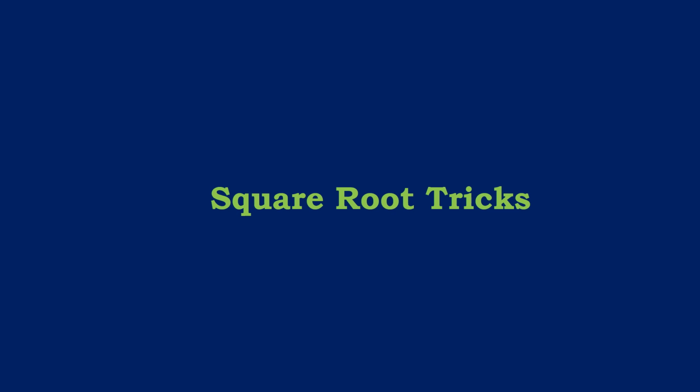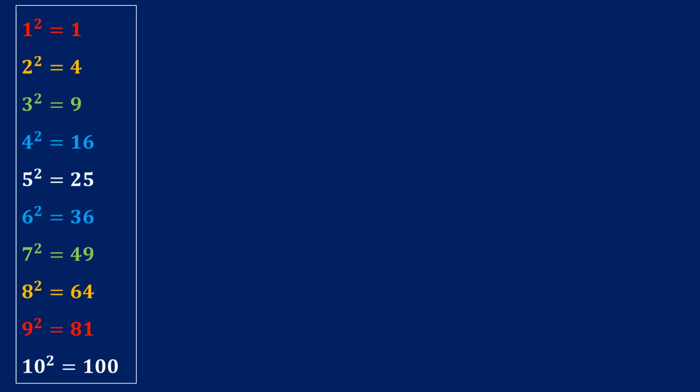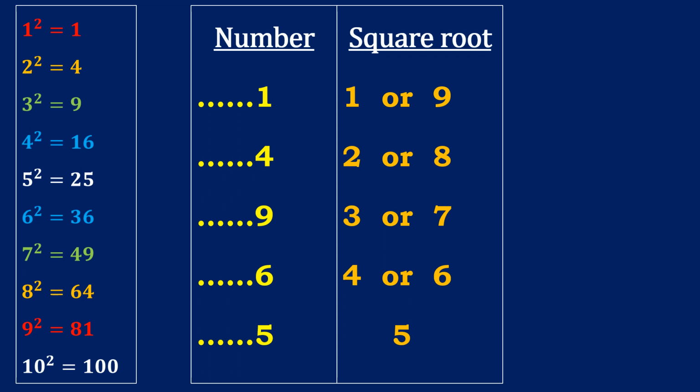way. As I mentioned, whenever a number ends with 1, the square root ends with either 1 or 9. Similarly, the pattern to be followed for the unit space. If a number ends with 4, the square root ends with either 2 or 8. If a number ends with 9, the square root ends with either 3 or 7. If a number ends with 6, the square root ends with either 4 or 6. If a number ends with 5, the square root also ends with 5.